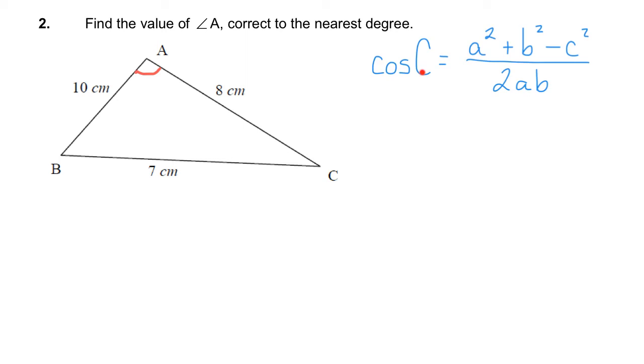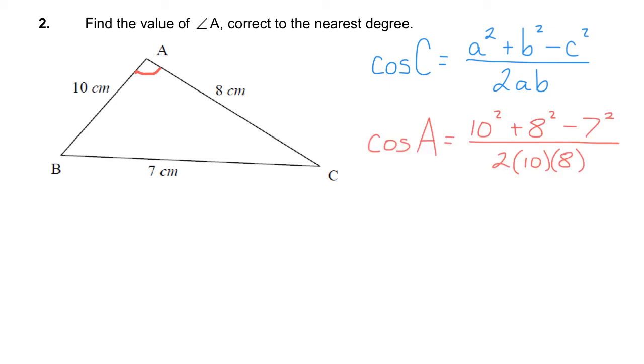So remember what I said, the labels might not match. Like, we're not trying to find angle C in this question. We're trying to find angle A. But it's the position that matters. So this is the angle we're trying to find. So this is A. This is the opposite side, which will be 7 centimeters. A and B are just the other two sides, the 10 and the 8. So we can fill in our cosine law like this.